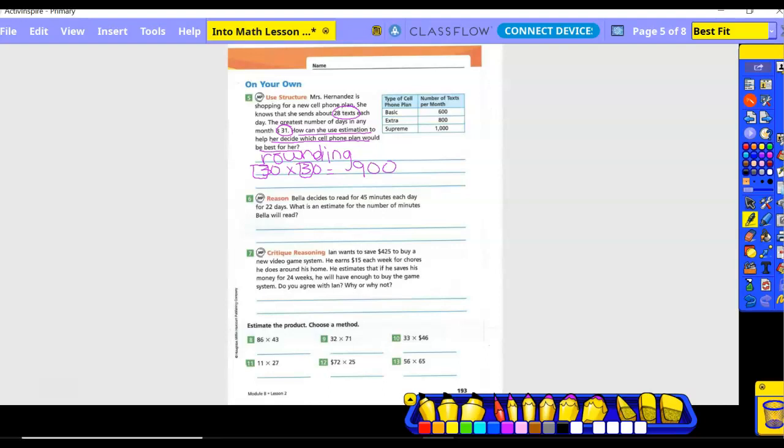So what would be her best plan to pick? The basic, the extra, or the supreme? The extra. If she did basic, that's only 600 texts a month. Is that going to cover her 900 texts? No. So extra is only 800. So is that going to cover her 900 texts? No. So she needs what? She needs the supreme. So then she has a little bit of wiggle room if she wants to do more, right? So she needs the supreme plan.